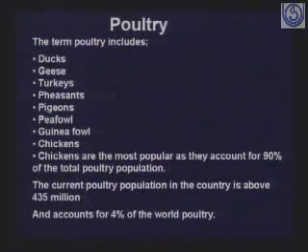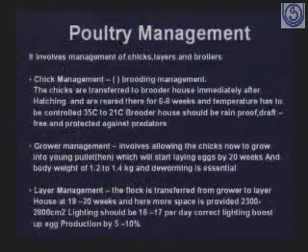Then we come to poultry. What does the term poultry include? It includes ducks, geese, turkeys, pheasants, pigeons, guinea fowls, chickens. Chickens are the most popular as they account for 90% of the total poultry population. The current poultry population in the country is about 435 million, and it accounts for 4% of the world poultry.